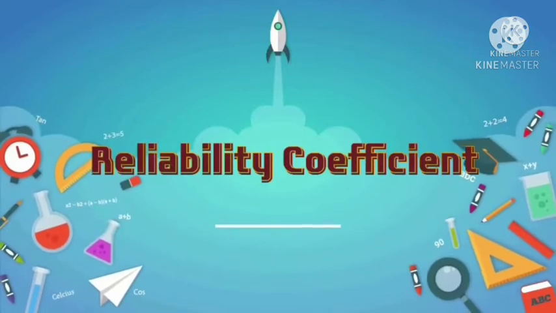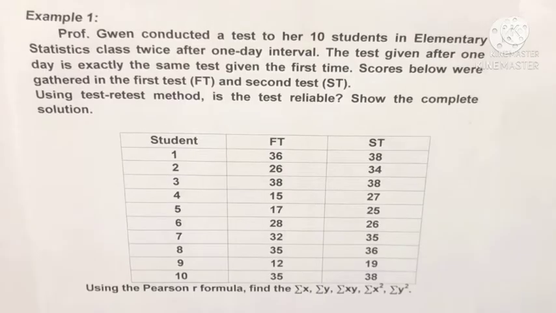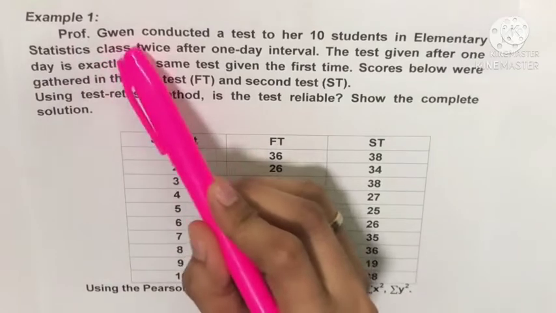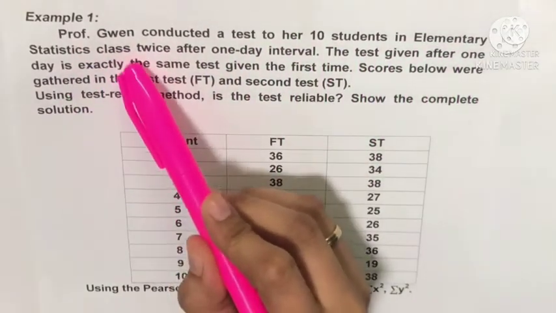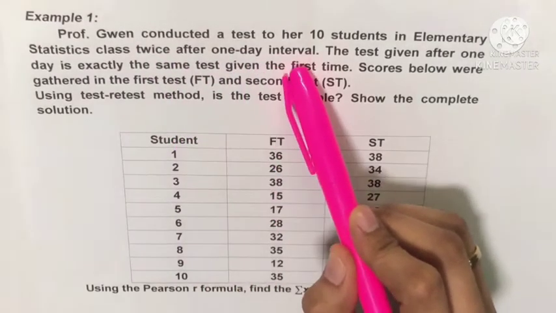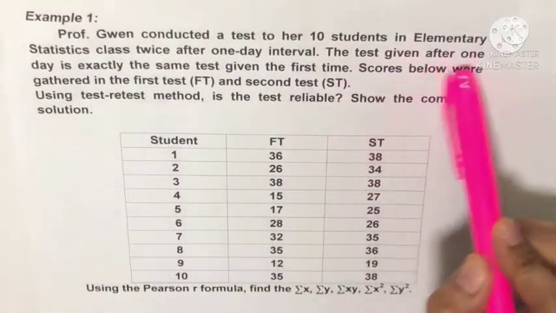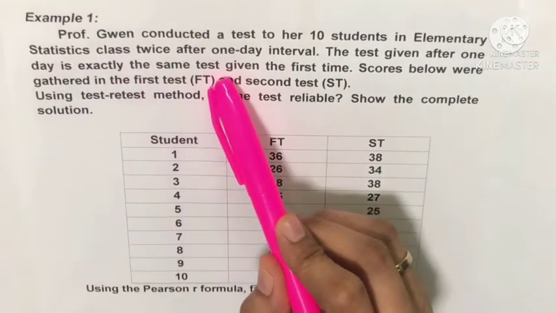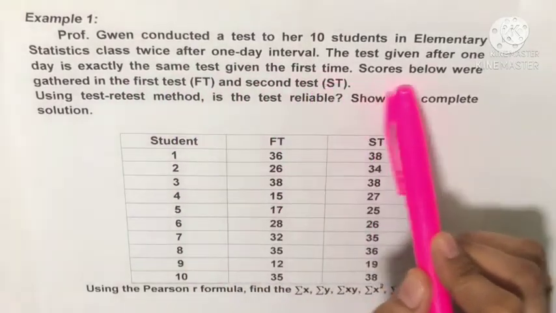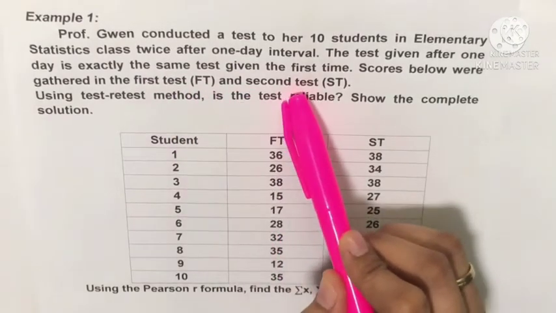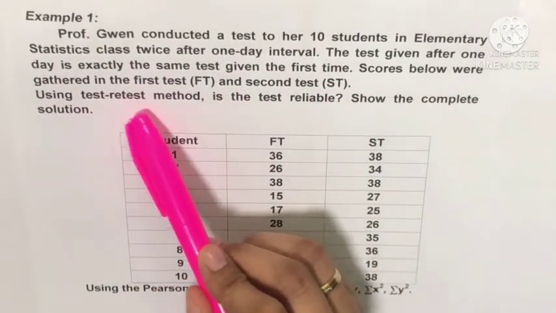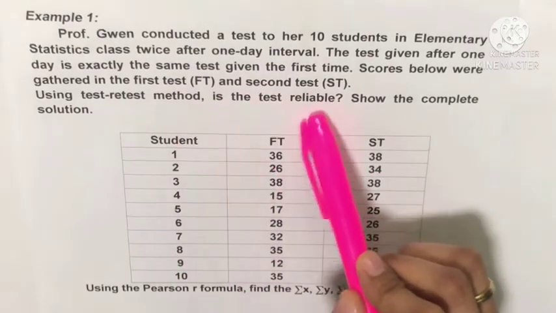Education. And for this video, let's discuss... So I have here example number 1. Professor Gwen conducted a test to her 10 students in elementary statistics class, twice after 1 day interval. The test given after 1 day is exactly the same test given the first time. Scores below were gathered in the first test or FT and second test ST. Using test-retest method, is the test reliable?